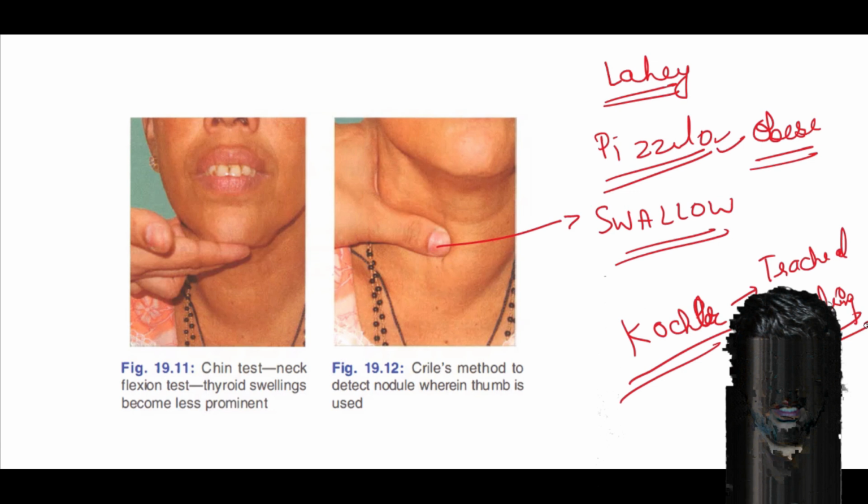Remember, in solitary nodule, the trachea may be deviated to the opposite side. But in case of multinodular goiter, the tracheal deviation may not occur due to the symmetrical enlargement.